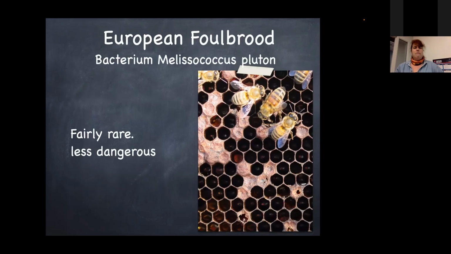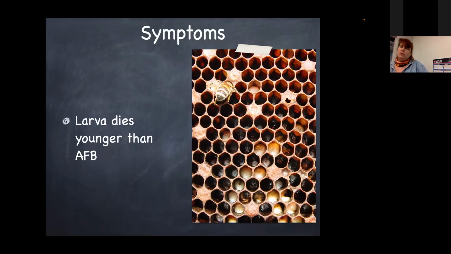So European foul brood versus American foul brood is not really that bad. It's not as dangerous. You can see in this image there's a little bit of sunken caps. We're not seeing that goop. The larvae are attacked at an earlier age, and they're not completely dissolved. So you don't end up with that goopy, resinous kind of substance.